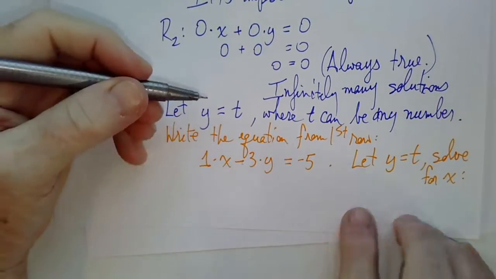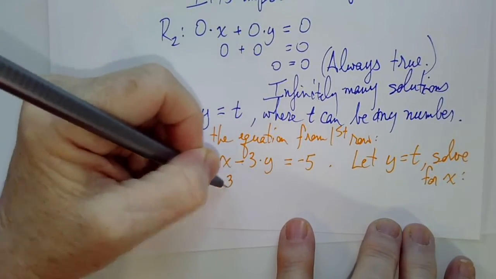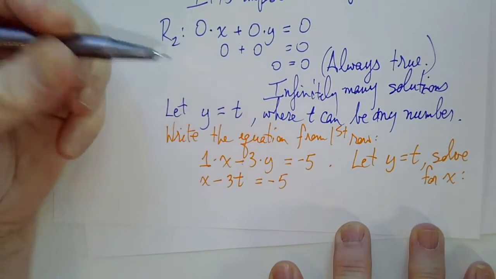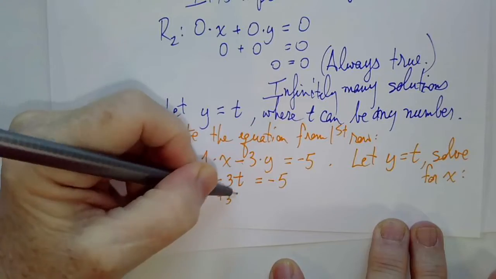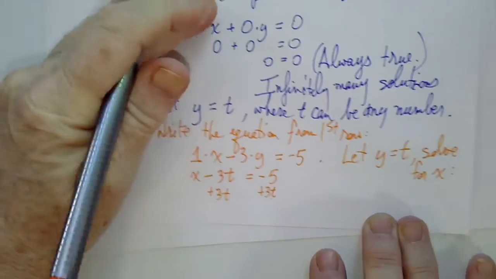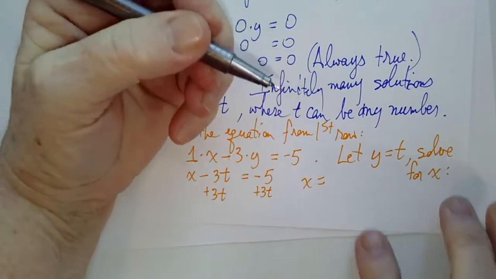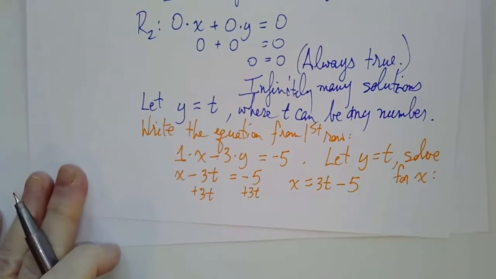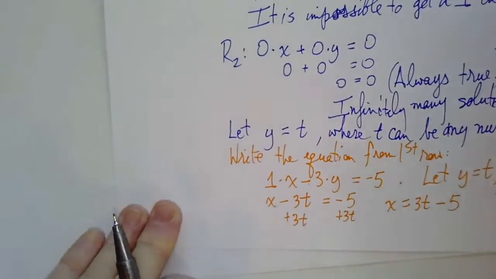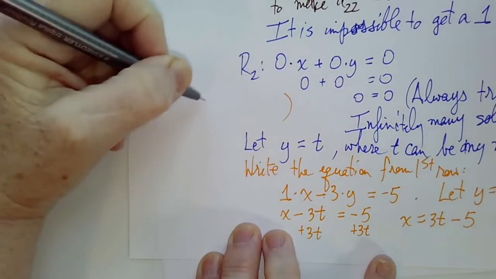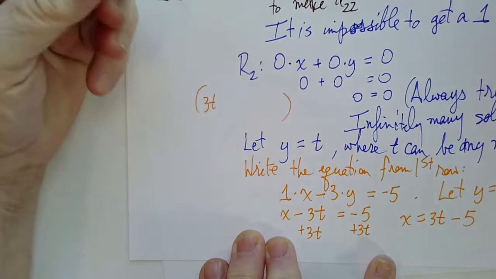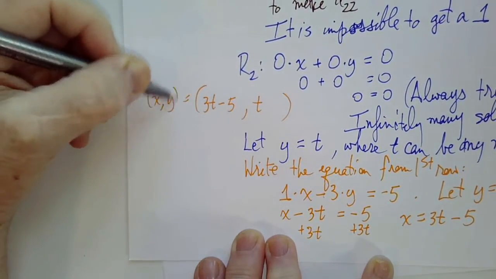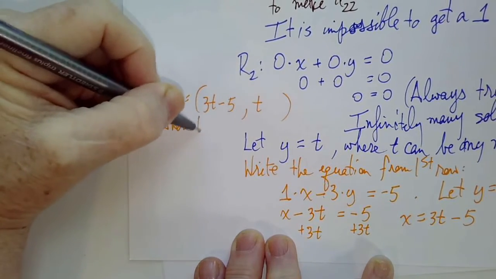Okay, so we've got a couple of steps here. We've got x minus 3, instead of y we want t, equals negative 5. To get x alone, we can add 3t to both sides. That'll give us x equals 3t minus 5. That means that our solution looks like 3t minus 5 comma t where t is any number.